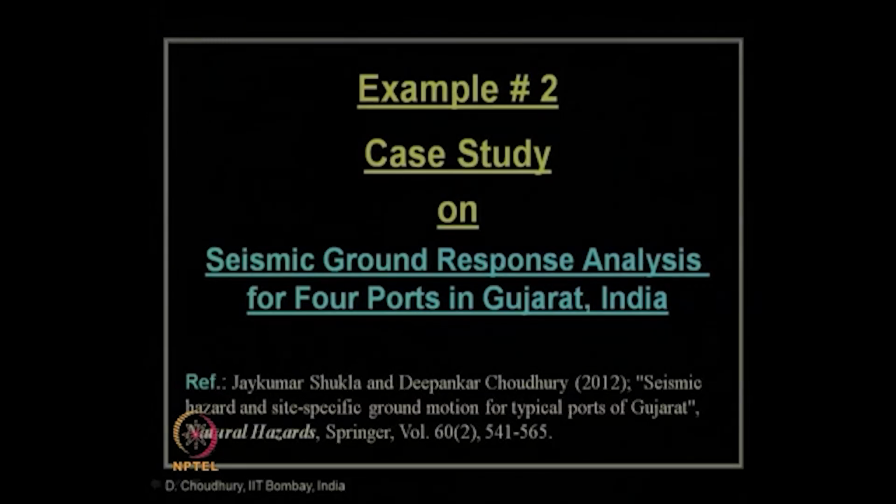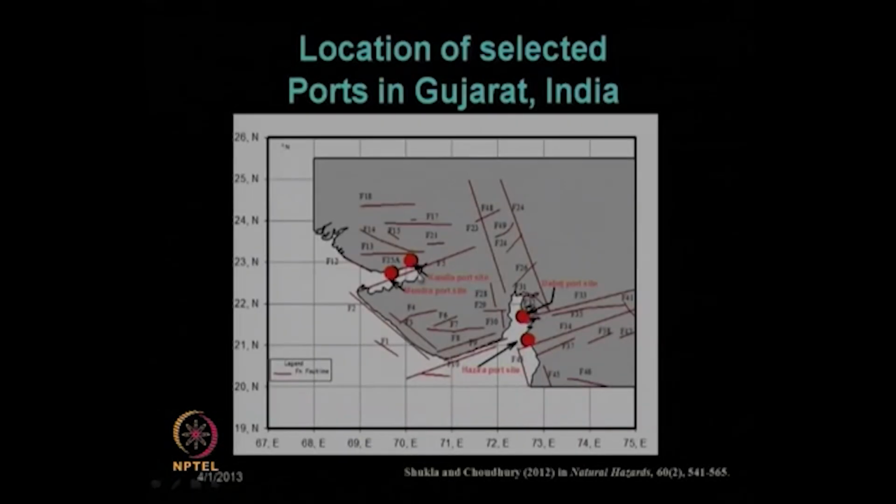This is the journal paper which describes the details of the seismic ground response analysis of 4 port sites in Gujarat, that is, seismic hazard and site specific ground motion for typical ports of Gujarat. It is published in the journal Natural Hazards, Springer publication, volume 60, issue 2, in 2012. Let us look at the major 4 ports for which the study was carried out.